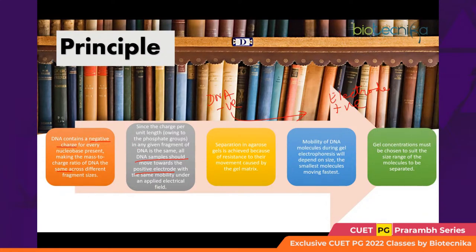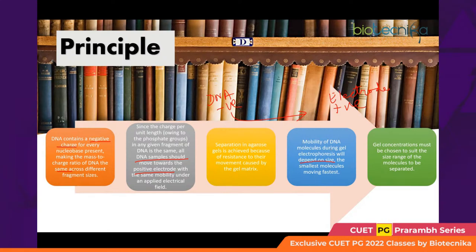Now, separation in agarose gel is achieved because of resistance to their movement caused by the gel matrix, right? So, the gel matrix will have different pores. They will try to resist the movement of the DNA or the biomolecule through the gel. Now, mobility of a DNA molecule during gel electrophoresis will depend on the size of the DNA fragment. The smallest molecule will move the fastest, whereas the largest molecule will move the least.